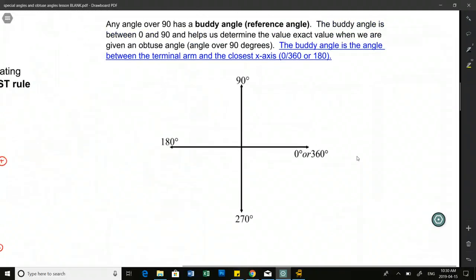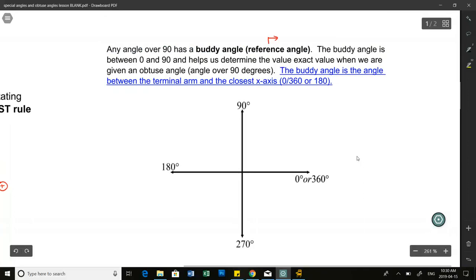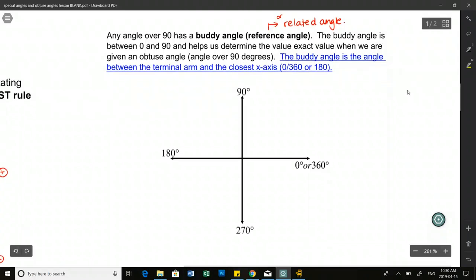Okay, the last thing that we need to know before we apply some of this to an actual question is called a reference angle. So sometimes I call it buddy angle. So any angle over 90 needs a buddy, called the reference angle. Sometimes it's also called the related angle, so you can add that as well. Okay, different texts use different things. So if you see reference angle or related angle, that is what we're talking about. So anything over 90 needs a reference.